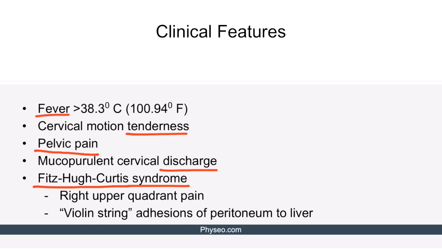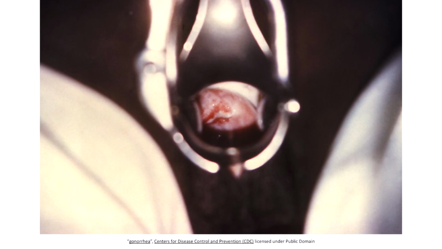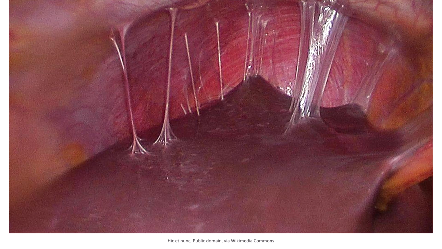Here is a colposcopy image showing mucopurulent cervical discharge consistent with pelvic inflammatory disease. You can appreciate this whitish cervical discharge. This is a classic appearance of the violin string adhesions between the liver capsule and the peritoneum. And again, this is seen in Fitzhugh-Curtis syndrome.